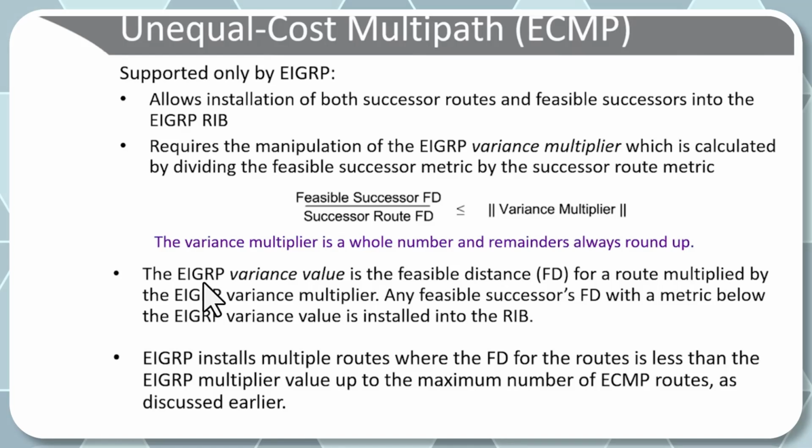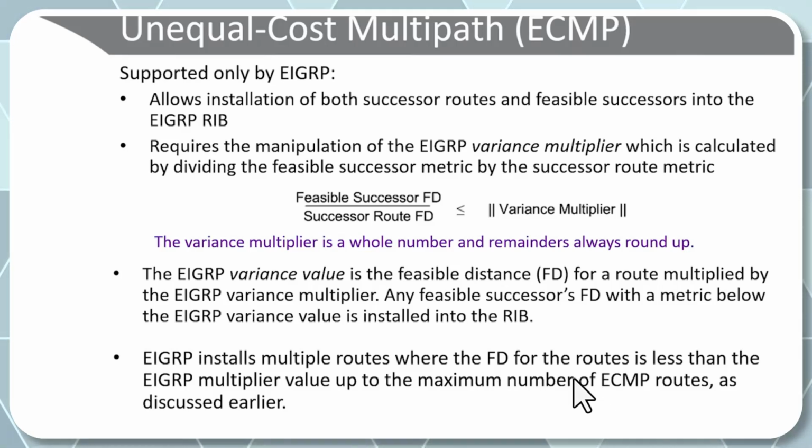The EIGRP variance rule is: the feasible distance for a route, manipulated by the EIGRP variance multiplier, and a feasible successor FD with a metric below the EIGRP variance value is installed into the RIB. I will show how it will be done. EIGRP installs multiple routes where the feasible distance for the route is less than the variance multiplier value, up to the maximum number of ECMP routes as discussed earlier.